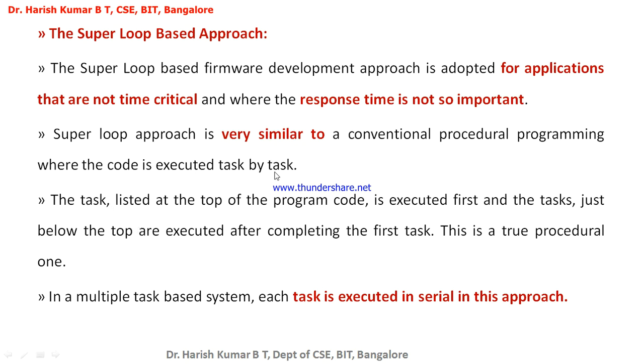And this is how the tasks are executed in the Superloop based approach. The task that is listed at the top of the program code is executed first, and the tasks which are just following that top task will execute next, and this process goes on till all the tasks are executed. So in a multiple task based system, each task is executed in serial in this approach. That means one after the other.